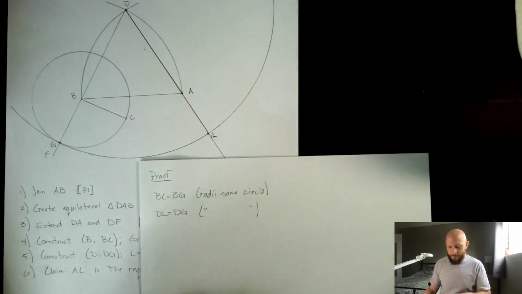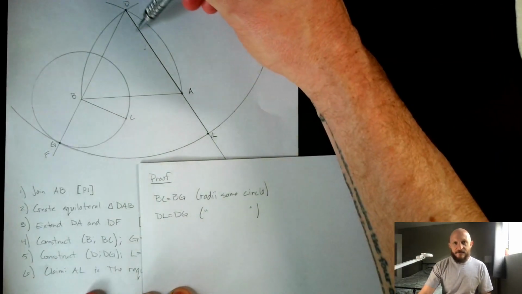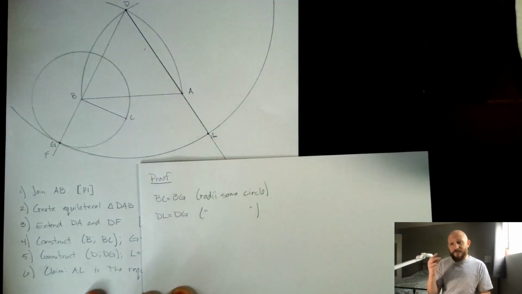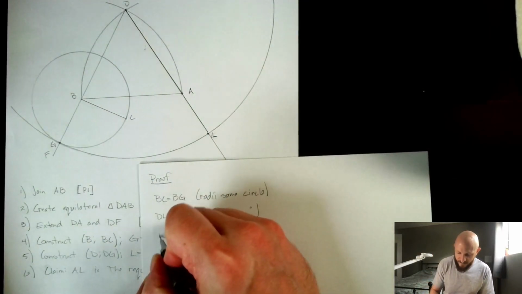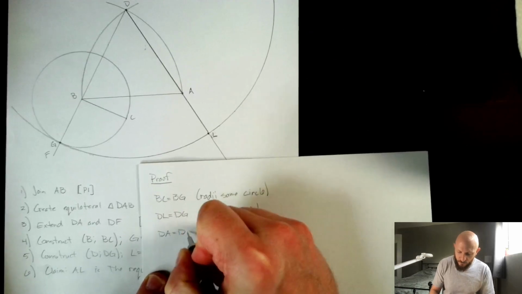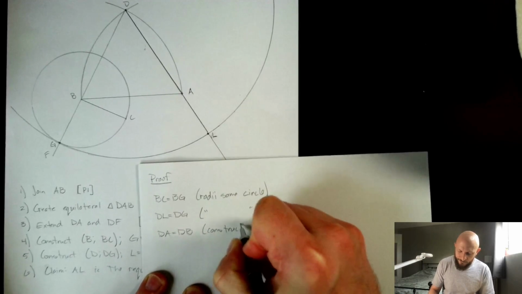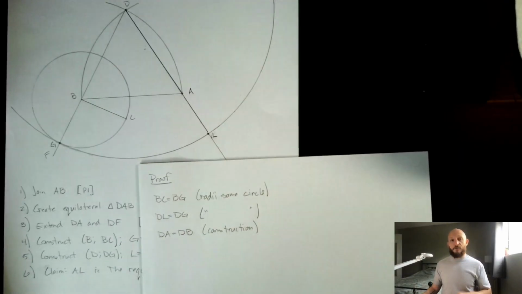All right. Next, we also know that DA is equal to DB. Why? Because they're both sides of an equilateral triangle. We constructed that equilateral triangle. We made that as an equilateral triangle. So we know that DA equals DB. This is by construction. When we created an equilateral triangle, they're created to be the same.